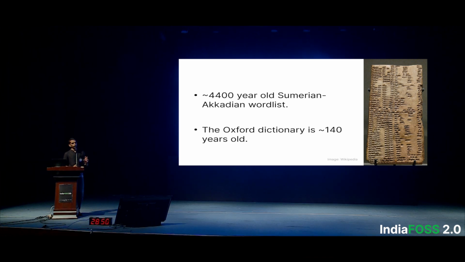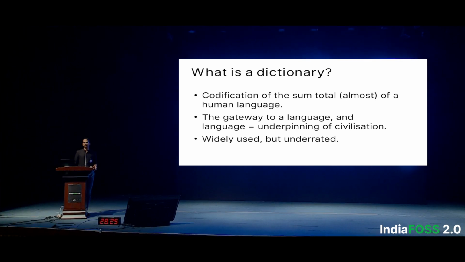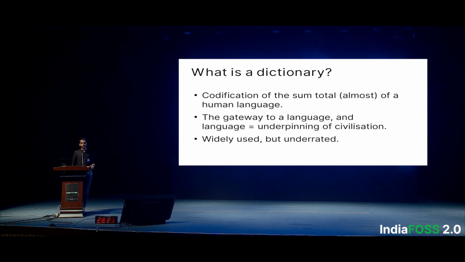To provide some perspective, the Oxford Dictionary, which is universally known, understood, used, is just about 140 years old. So a dictionary is not really a new invention. It has existed in many, many different forms over many millennia. So again, coming back to a dictionary, what exactly is it? It is the codex. It's the codification of the sum total of a human language. Well, almost, because dictionaries don't typically have constructs like grammar or structure. They have words, they have definitions, they have examples.